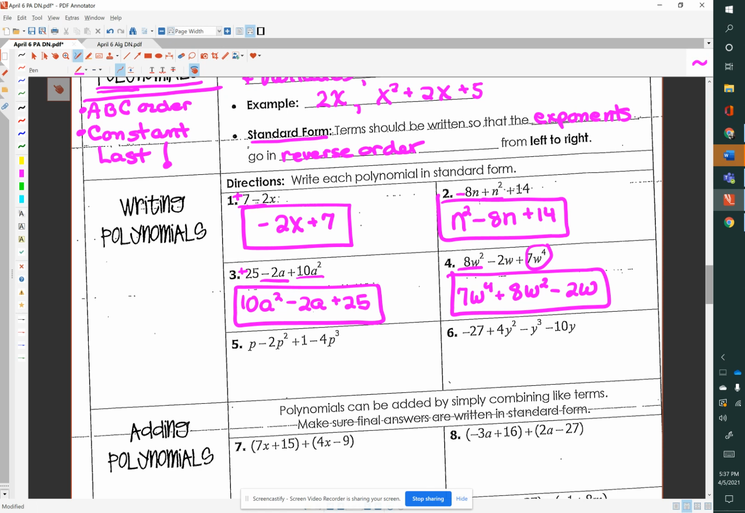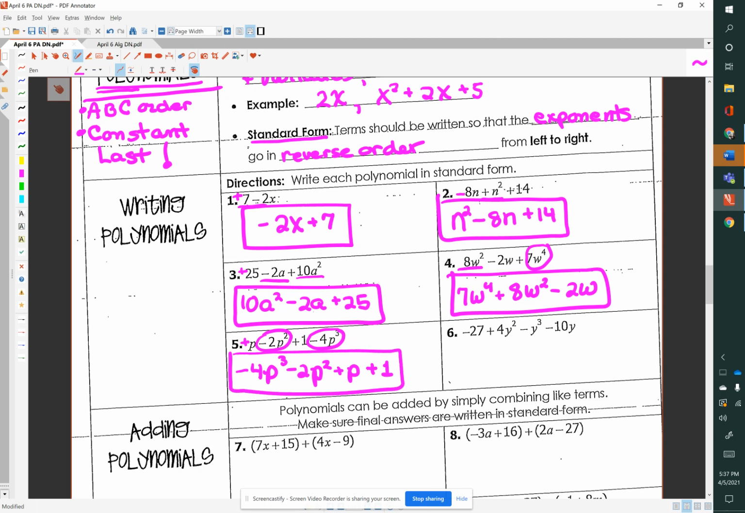Okay, let's see what you did. We have p minus 2p squared plus 1 minus 4p to the 3rd. So we're going to start with this minus 4p to the 3rd, and then minus 2p squared. And then the p has an invisible positive sign, plus p plus the constant at the end of 1, and that's it.